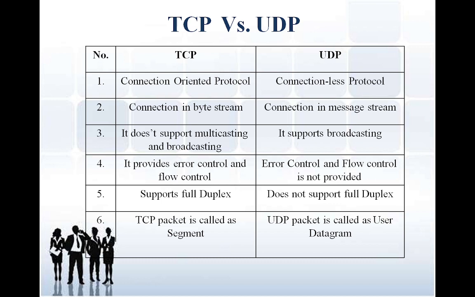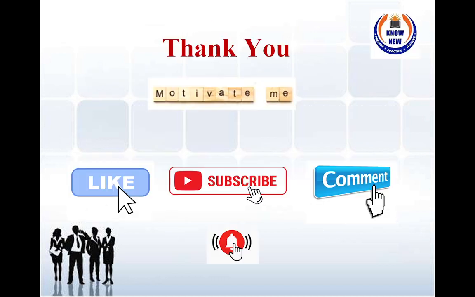TCP provides error control and flow control techniques, but UDP does not permit flow control and error control techniques. TCP supports full duplex, and UDP does not support full duplex. A TCP packet is called a segment and a UDP packet is called a datagram. So there are small variations between TCP and UDP in terms of functionalities and ordering functions.